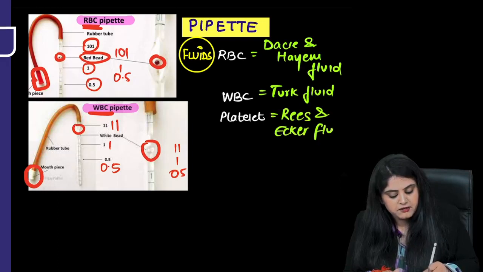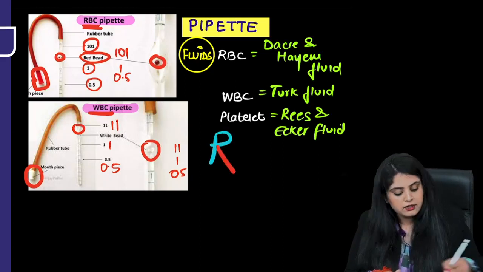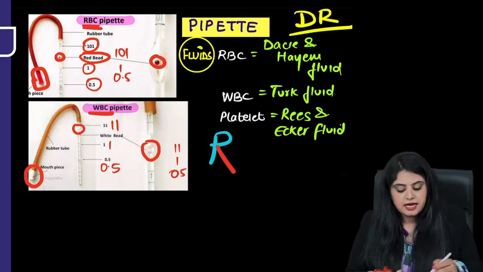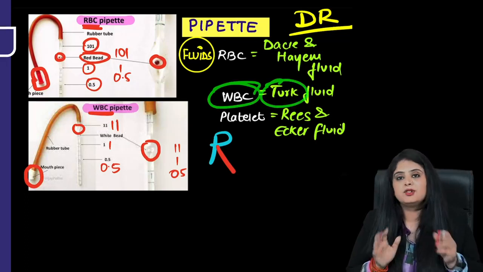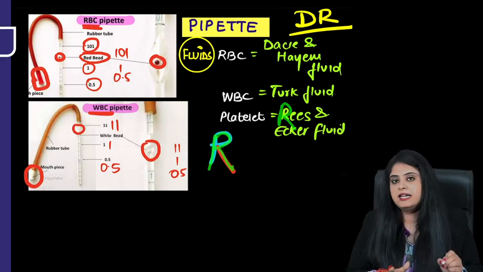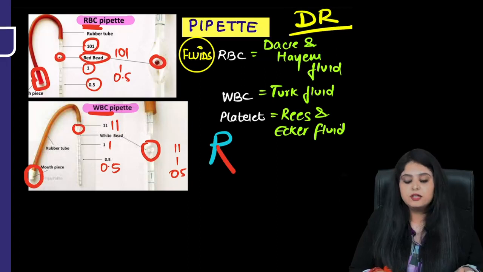And there's a very simple way of learning it. The way you write platelet, you will make an R out of it. So Rees and Ecker fluid ho gaya. DESI wala doctor, so that is going to be RBC. And Turkish people, white people, so Turk fluid for white blood cell. Okay? Turkish white blood cell. Rees and P look the same, so platelet ke liye Rees and Ecker. And DESI is for RBC, that is going to be the doctor.